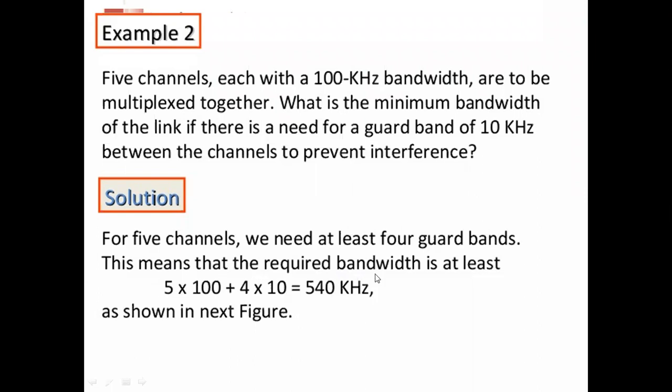This means the bandwidth requirement is at least 5 into 100K, because of the 5 channels, each having 100K bandwidth, plus 4 into 10K. What is this 4? This 4 is nothing but the guard bands. So 5 is the channels, 100K is the bandwidth of each channel, 4 are the guard bands, and the guard band frequency is 10K. Now 5 into 100 plus 4 into 10 is 540 kHz.